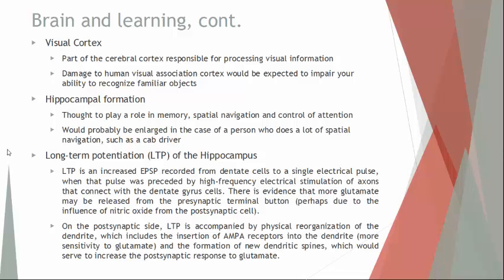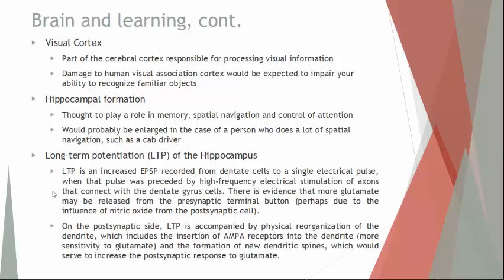All right, and the last topic here, the long-term potentiation of the hippocampus, or the LTP. Okay, what we'll do is go over the text that's listed here, then I'll break down each bullet point part by part in normal plain English to explain what's being discussed here.